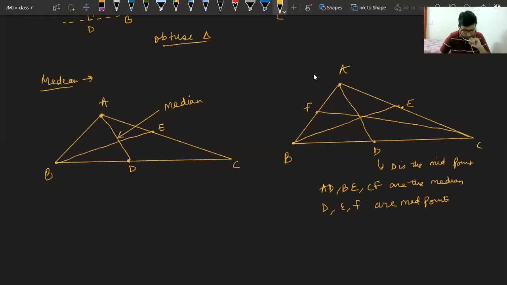Sir, altitude is height and perpendicular is 90 degrees. But they both are okay. You can go with it. They both are similar.